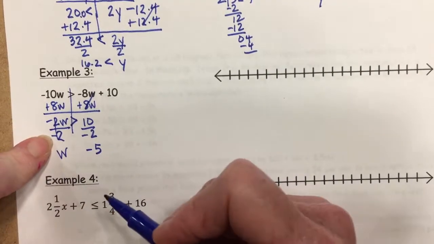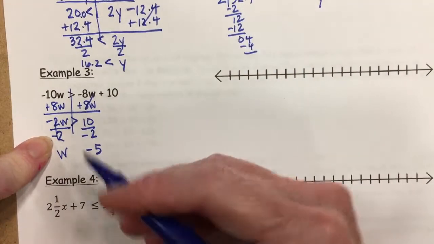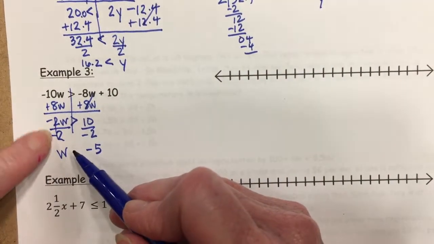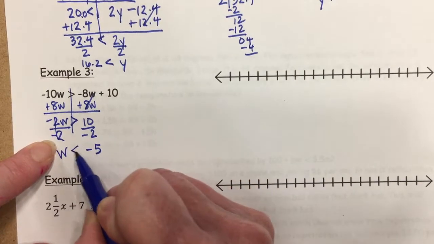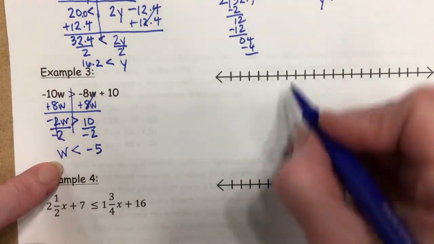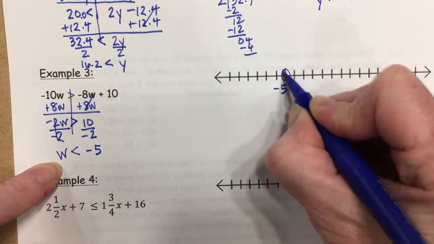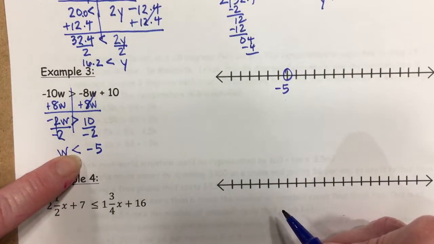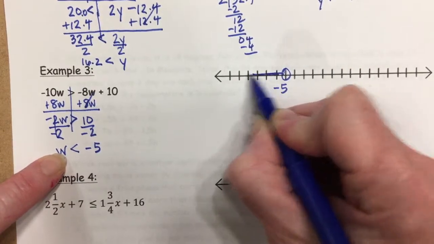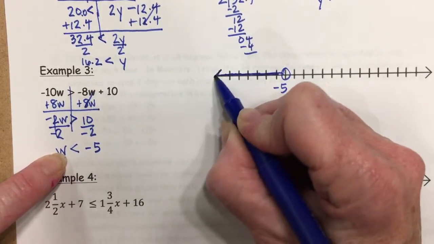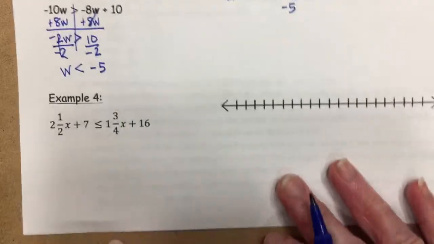All right, this time I did divide, and I did divide by a negative. This number I was trying to get rid of was negative. So what happens when you divide by a negative? You switch the inequality. So now this is less than. So when you get ready to graph it, your circle is open because it's not equal to, and where are the numbers less than negative 5? To the left.